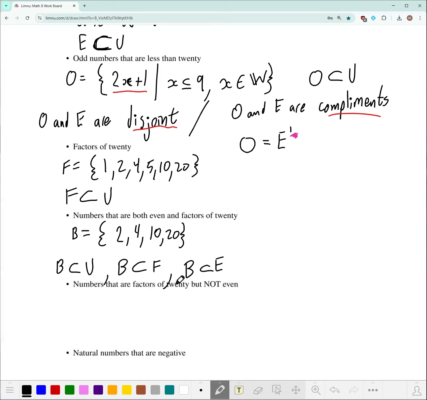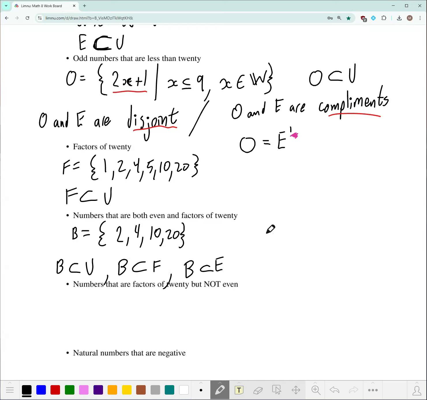Wow. So this is interesting. The numbers in B are all in F and they're all in E. Okay, that's cool. An interesting idea here is that any number that is shared between F and E is included in this subset B.